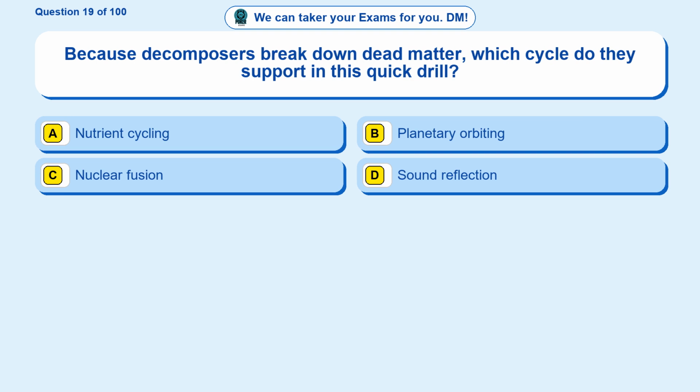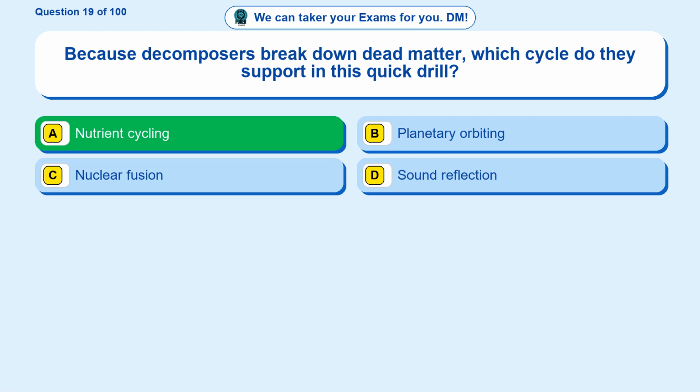Question 19. Because decomposers break down dead matter, which cycle do they support in this quick drill? Option A. Nutrient cycling. Option B. Planetary orbiting. Option C. Nuclear fusion. Option D. Sound reflection.